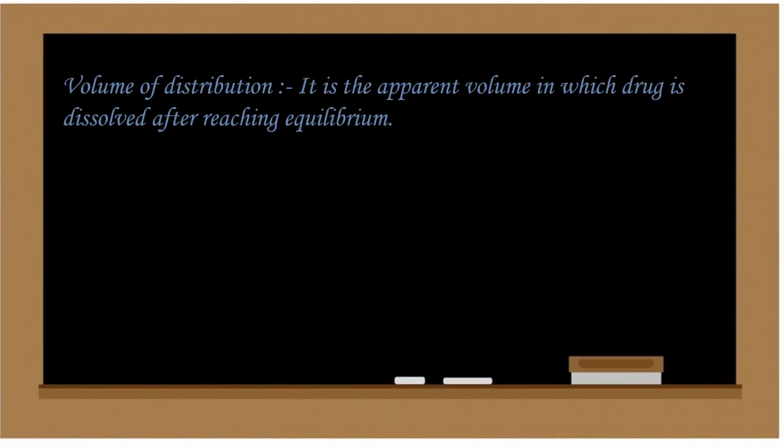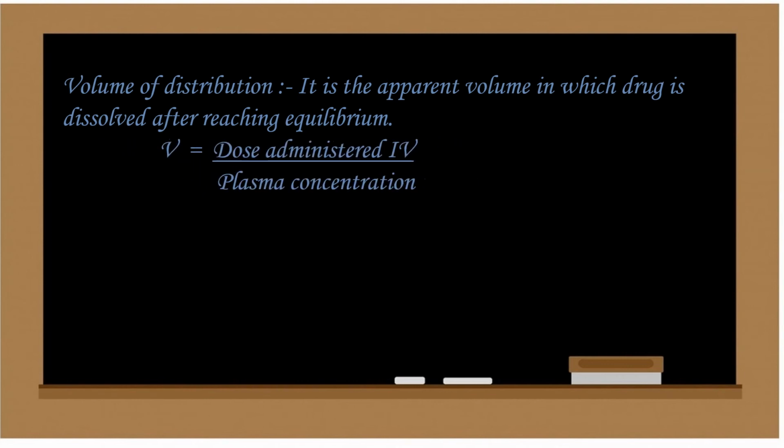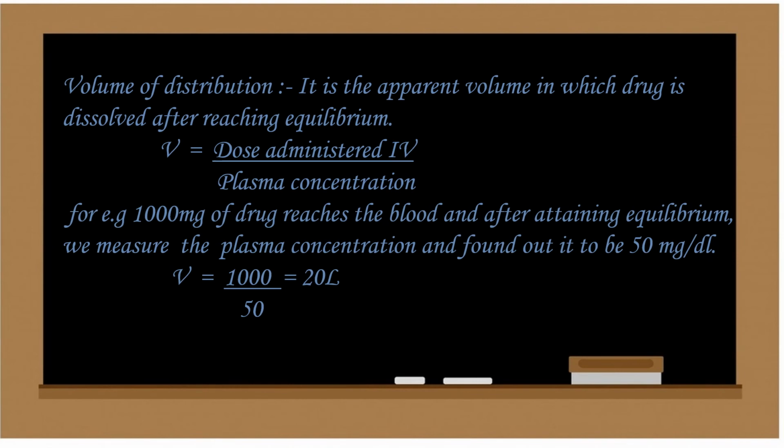Volume of distribution. It is apparent volume in which drug is dissolved after reaching equilibrium. It can be represented as V equals dose administered IV divided by plasma concentration. For example, 1000 mg of drug reaches the blood, and after attaining equilibrium, we measure its plasma concentration, which is 50 mg per deciliter. So V equals 1000 by 50, which is equal to 20 liter. So if a drug has large volume of distribution, we have to administer large dose of drug to attain high concentration and vice versa.